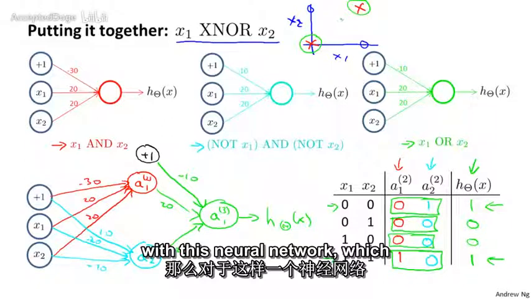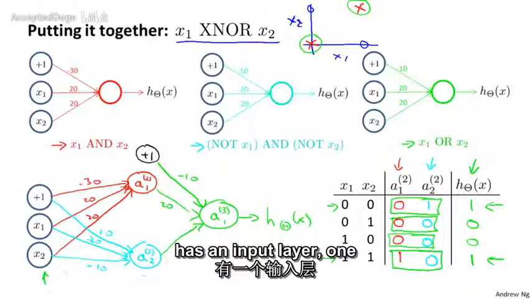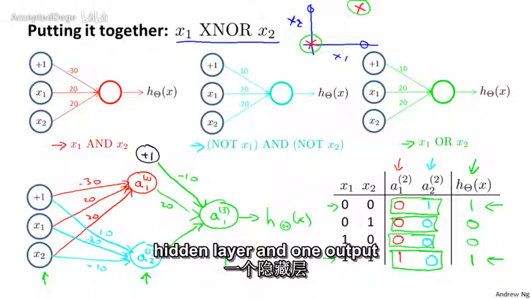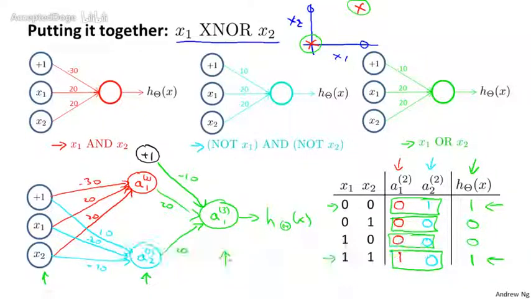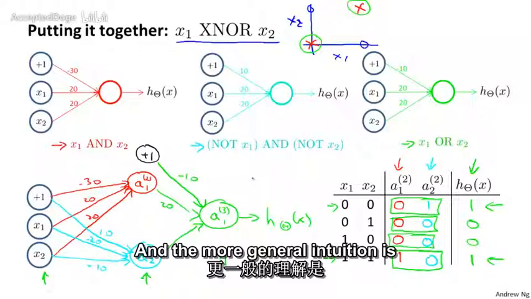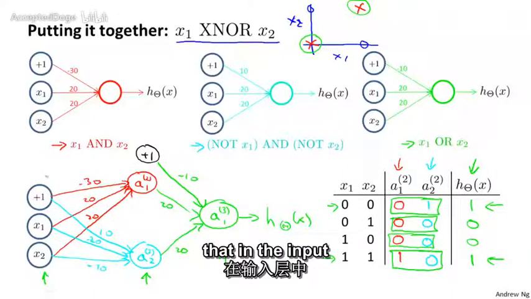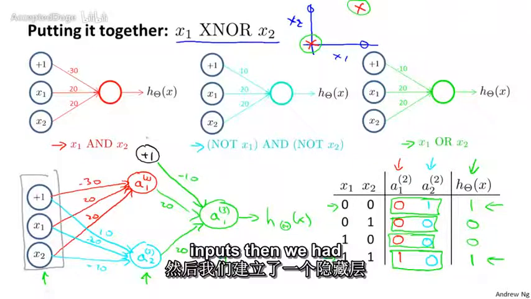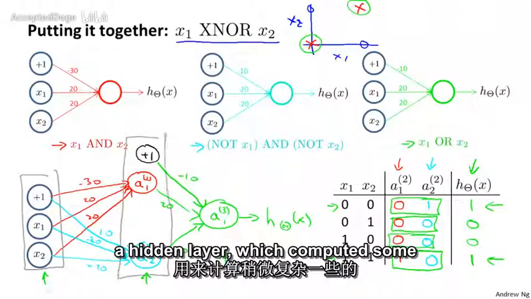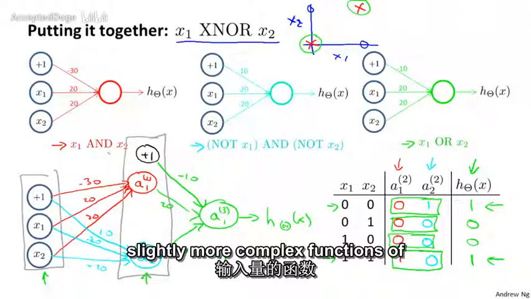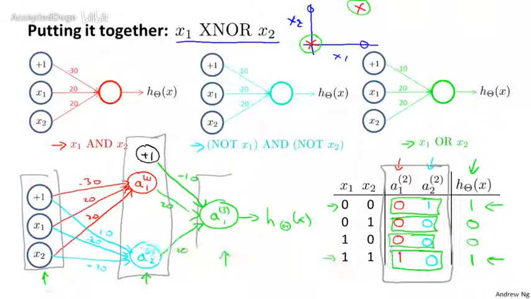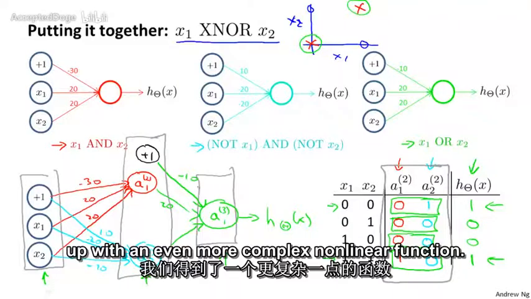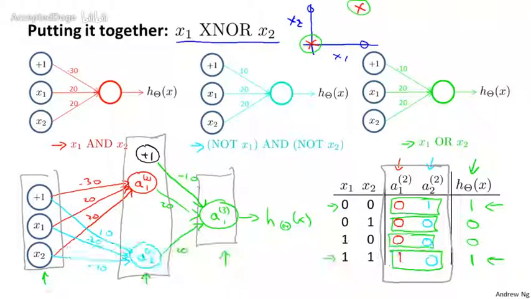And thus, with this neural network, which has an input layer, one hidden layer, and one output layer, we end up with a nonlinear decision boundary that computes this XNOR function. And the more general intuition is that in the input layer, we just had our raw inputs. Then we had our hidden layer, which computed some slightly more complex functions of the inputs, as shown here. And then by adding yet another layer, we end up with an even more complex nonlinear function.